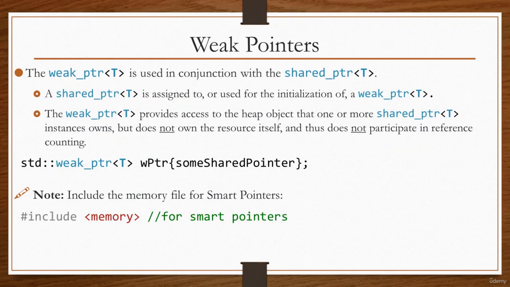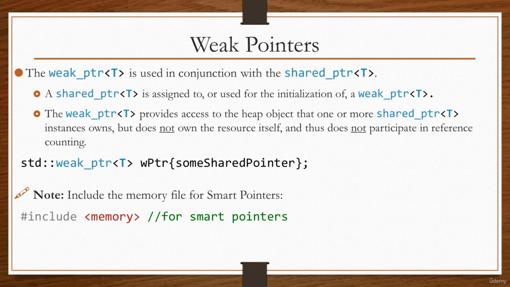Hey, in this lecture I want to introduce the weak pointer, which is used in conjunction with the shared pointer. A shared pointer can be assigned to or used for the initialization of a weak pointer. Now, where is this weak pointer used? Well, it's basically used to provide access to the heap object that one or more shared pointer instances owns, but does not own the resource itself, and so it does not participate in reference counting.